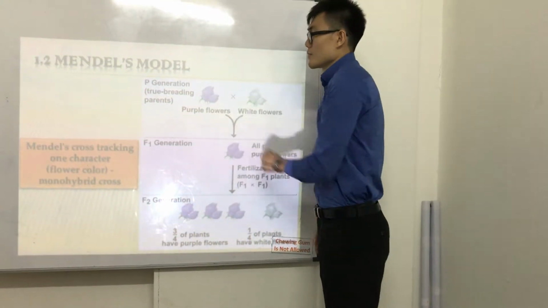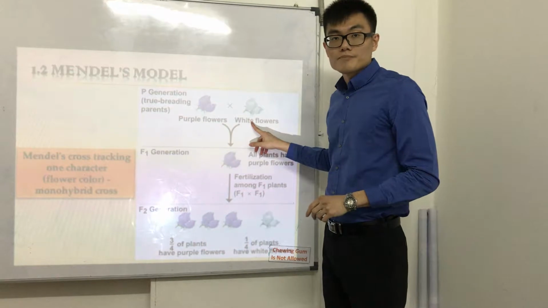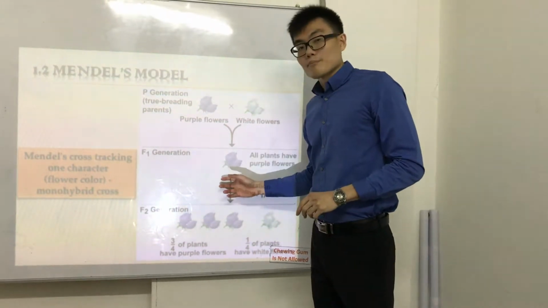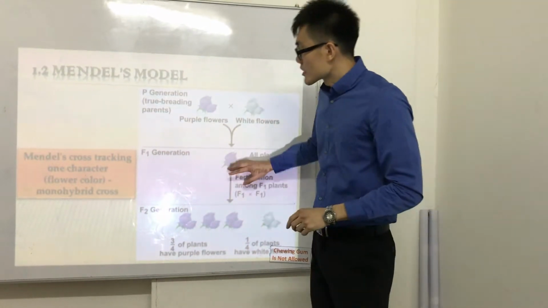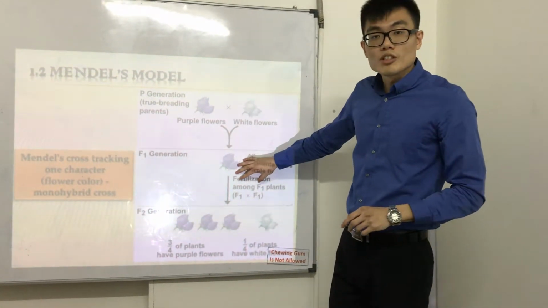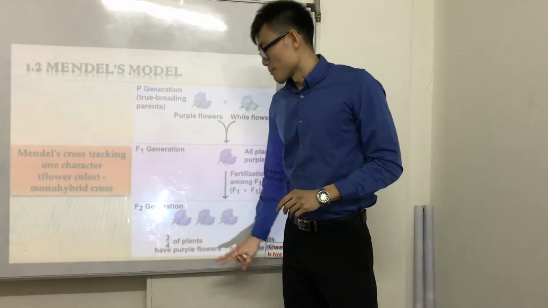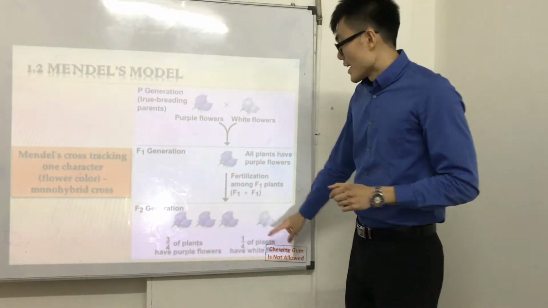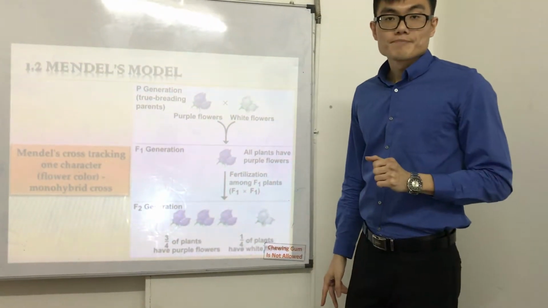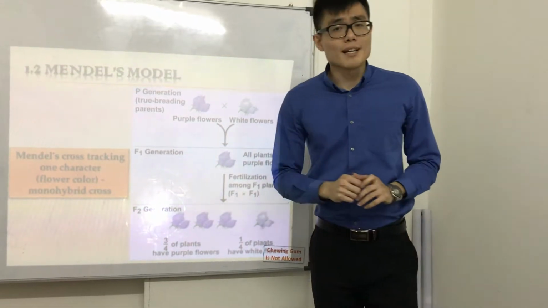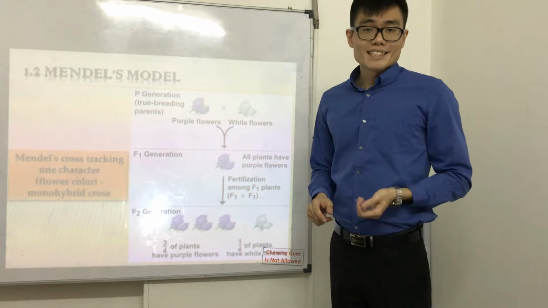So in the P generation, Mendel crossbred one purple flower with a white flower, and the offspring produced are all purple flowers. And when he crossbred two individuals from the F1 generation, he found that 3 out of 4 of the plants have purple flowers, and only 1 out of 4 of the plants has white flowers.